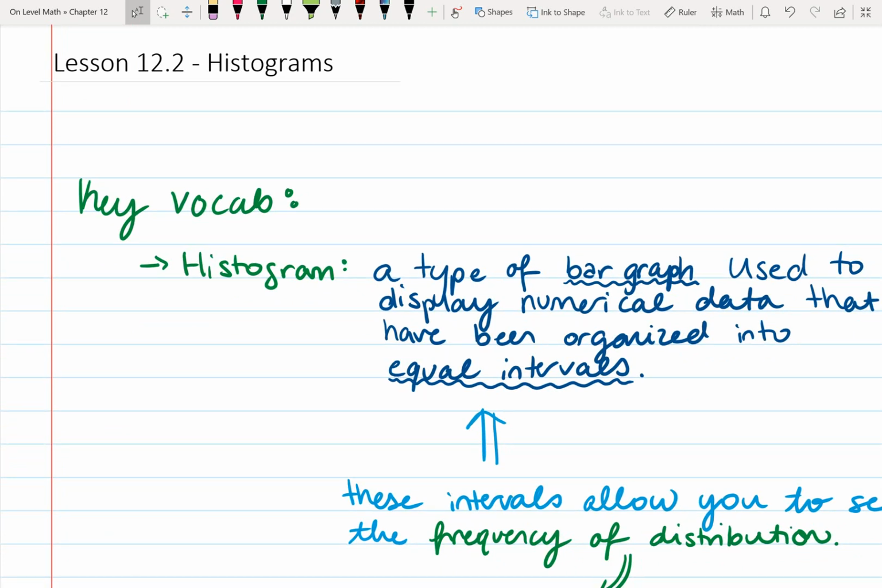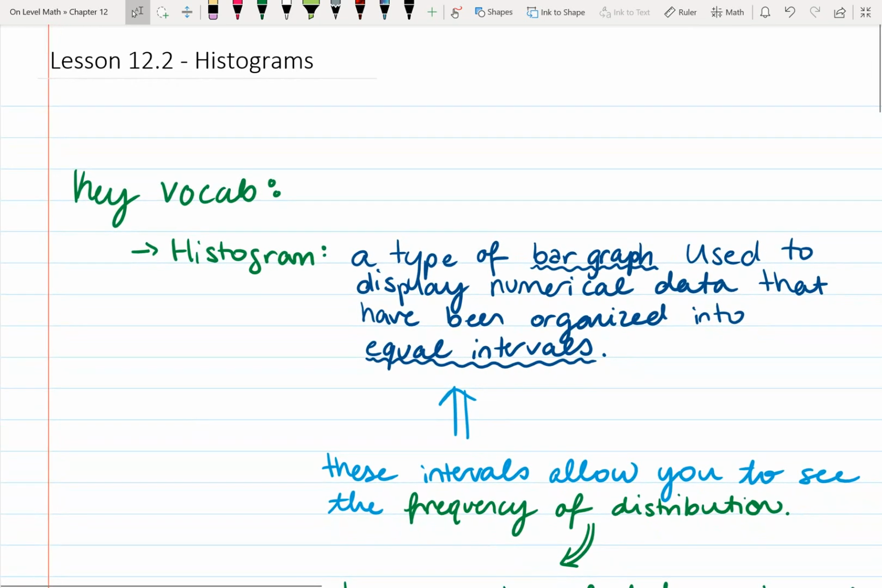So a histogram is just another way to describe a set of data, right? Instead of using a bar graph or a circle graph or a line plot, it's just another way to organize information. It looks very similar to a bar graph. However, in a histogram the bars touch, while in a bar graph all of the bars are separated.